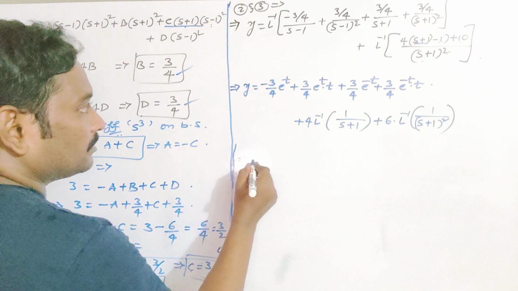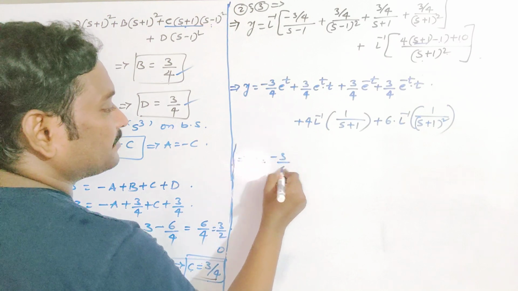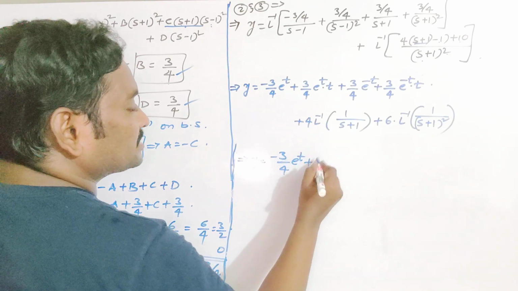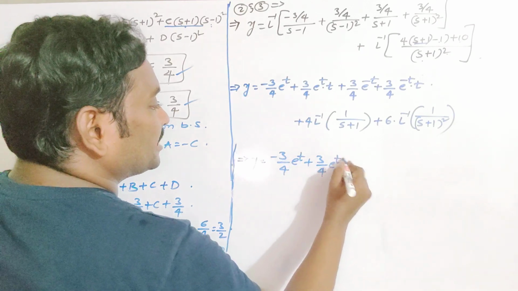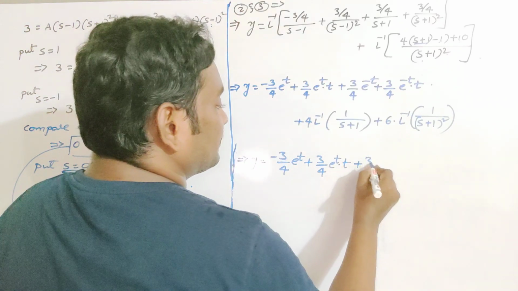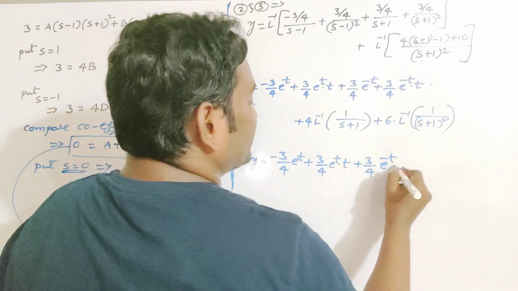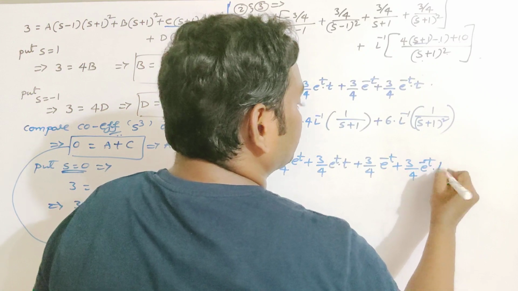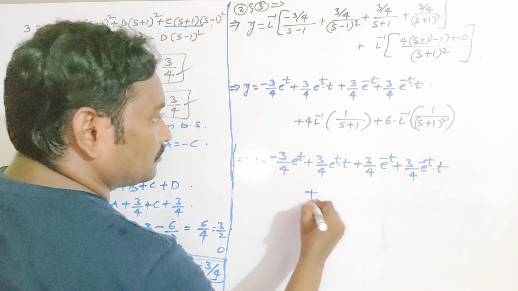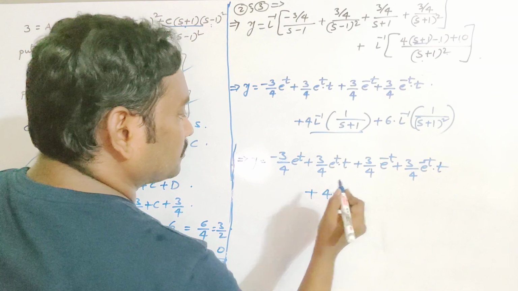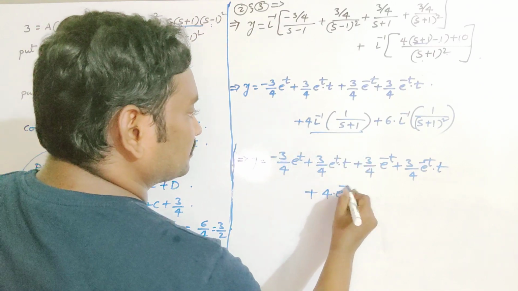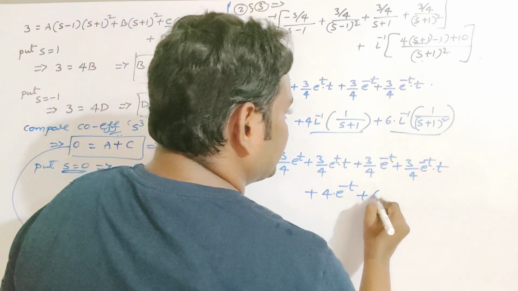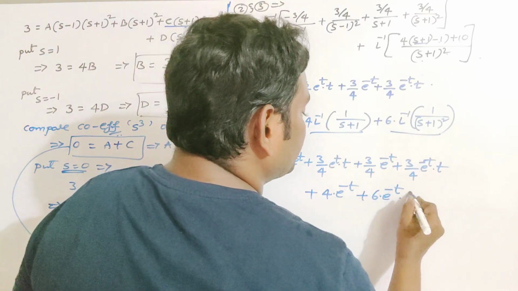Okay, however y is equal to minus 3 by 4 into e power t plus 3 by 4 into e power t into t plus 3 by 4 into e power minus t plus 3 by 4 into e power minus t into t, plus what about this one, 4 into e power minus t. Okay, what about the last one, plus 6 into e power minus t into t.